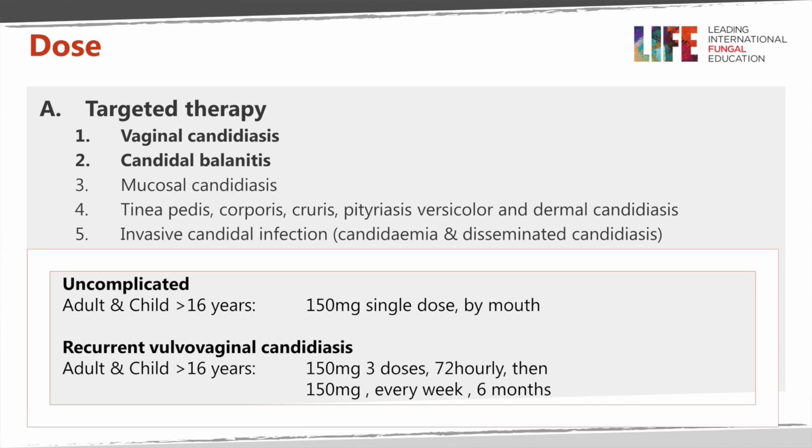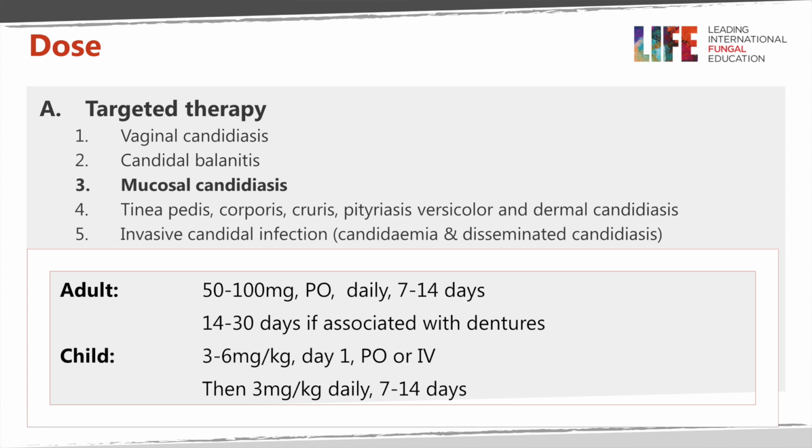So going over those indications and the doses that we are using for vaginal candidiasis and candida balanitis, we would use a single dose of 150 milligrams once. If there is recurrent infection, we can use additional doses as shown in the slide. For mucosal candidiasis, oral thrush, the doses used are 50 to 100 milligrams daily for 7 to 14 days, longer if this is associated with dentures.